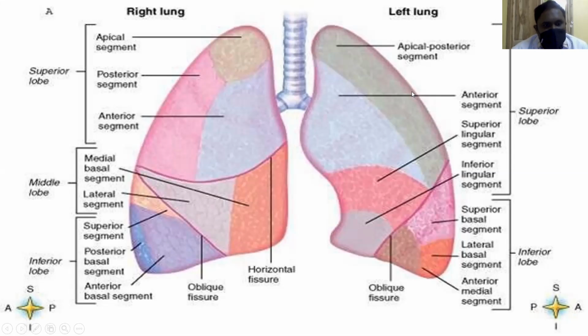Now we see the left lung. The left lung has the apical posterior segment, then the anterior segment, superior lingular segment, inferior lingular segment, superior basal segment, lateral basal segment, and anterior medial segment. This is the oblique fissure. This is the inferior lobe. This is the superior basal segment, lateral basal segment, and anterior medial segment.